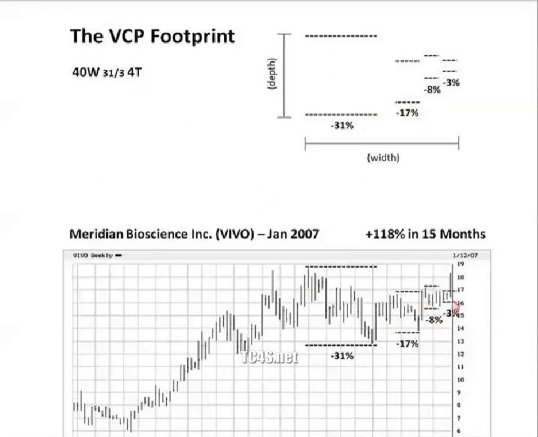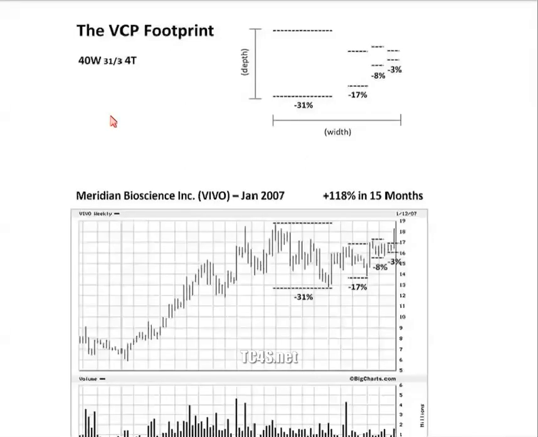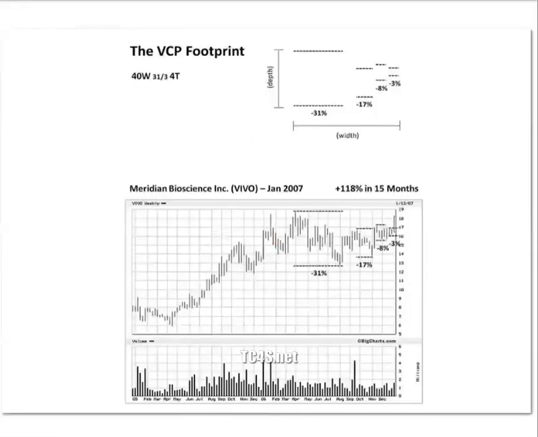So by looking at this, it's sort of like if you told me a guy's 6'3", he's 254 pounds, and he's got a 50-inch waist, I get a pretty good idea of what that person looks like without even seeing them. So this is what we call the footprint.